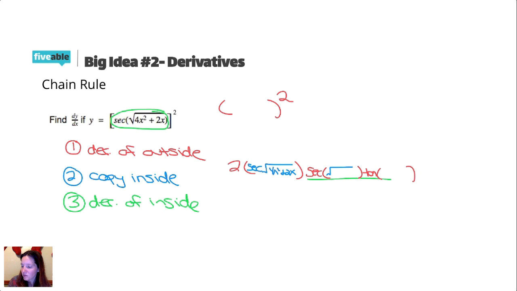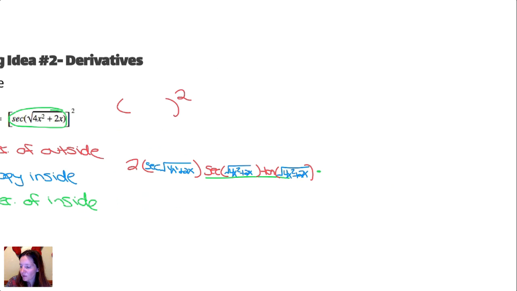So we need to take the derivative of the inside again. This is going to be another chain rule. I don't know. I gave you a really hard one to start with, right? But I'm writing those green lines there to show that I know that I need to take the derivative of the inside. I need to take the derivative of square root of 4x squared plus 2x. That's what I need to take the derivative of right now. And I'm going to put that into the green line. The problem is it's another chain rule.